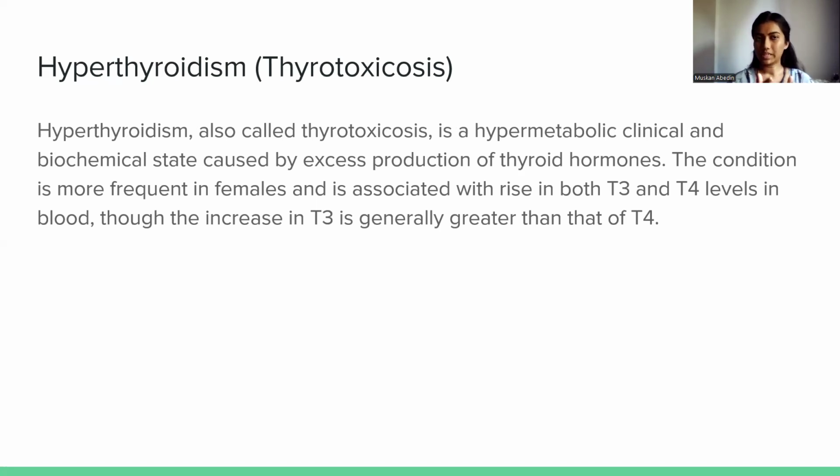Before we discuss hyperthyroidism, we will see a brief overview of the thyroid. The thyroid gland releases T3 and T4. T3 is released in lesser quantities and T4 is secreted in greater quantities. T4 is relatively less potent than T3, and these hormones are released due to the function of TSH, thyroid stimulating hormone, which is released from the pituitary gland. So in hyperthyroidism, the T3 and T4 levels rise in the body.